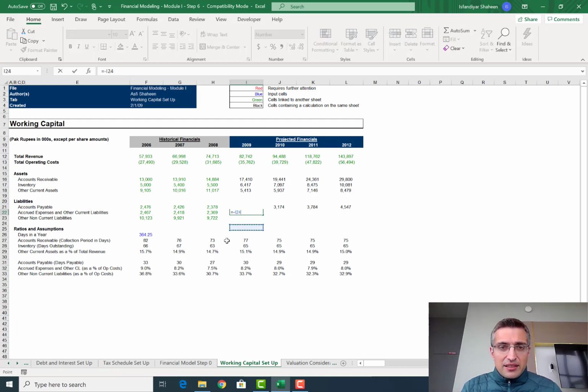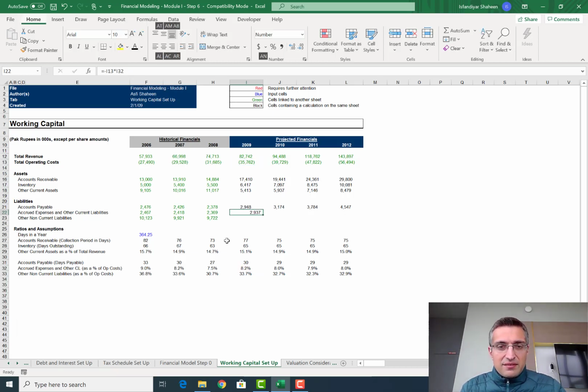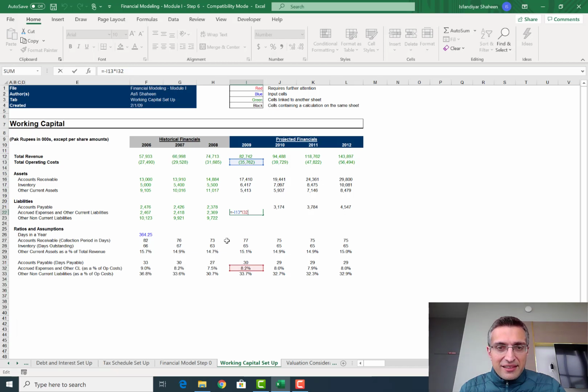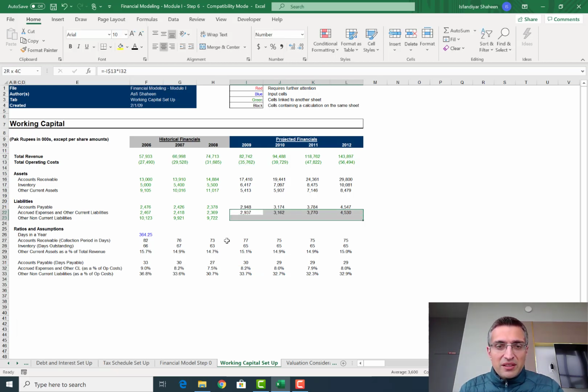Similarly, I already have accrued expenses expressed as a percentage of operating costs. I now need to do the opposite, and this is probably your last anchoring exercise. So I want you to figure out which cell you're going to anchor and how. You want to anchor row 13, because when you copy this box down, you don't want row 13 to move, but you want row 32 to move.